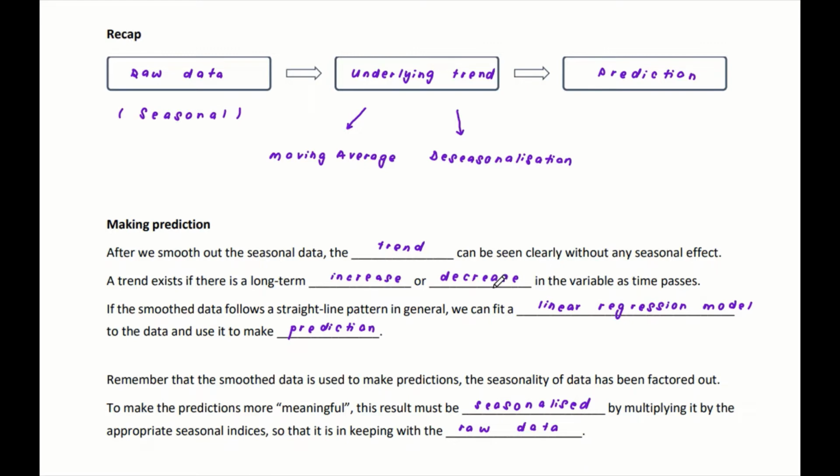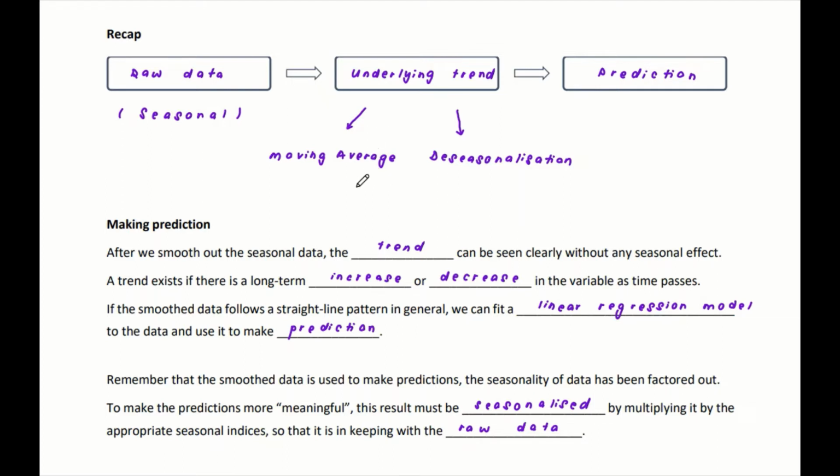In a previous lesson, I also talked about this. The data that we are going to use to do further prediction is the data after we factor out the seasonal effect. Remember that no matter whether you are using moving average data or deseasonalized data, we are not going to use raw data to do the prediction. We use the data after we remove the seasonal effect, because the smoothed data gives us a much clearer trend without any seasonal effect, and so a better prediction of the deseasonalized data.